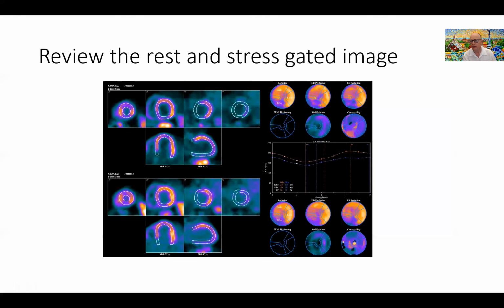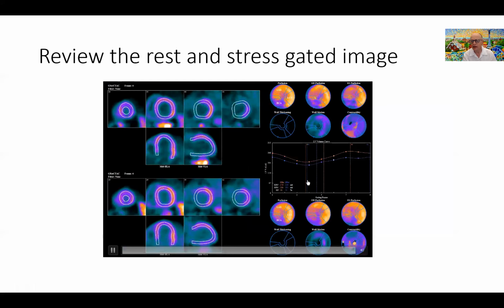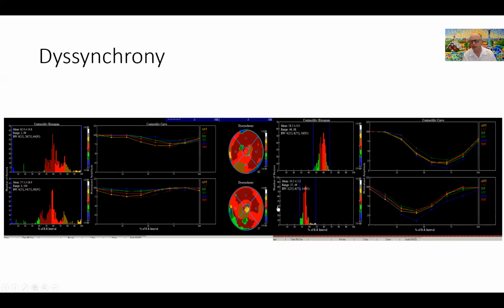These are the gated images here. Again, this is a patient with severely reduced ejection fraction. You're talking about an ejection fraction in the mid-20s here, very dilated ventricle, global hypokinesia, probably akinesia in the inferior wall. Again, the contours here are tracing or tracking beautifully the walls of the heart.